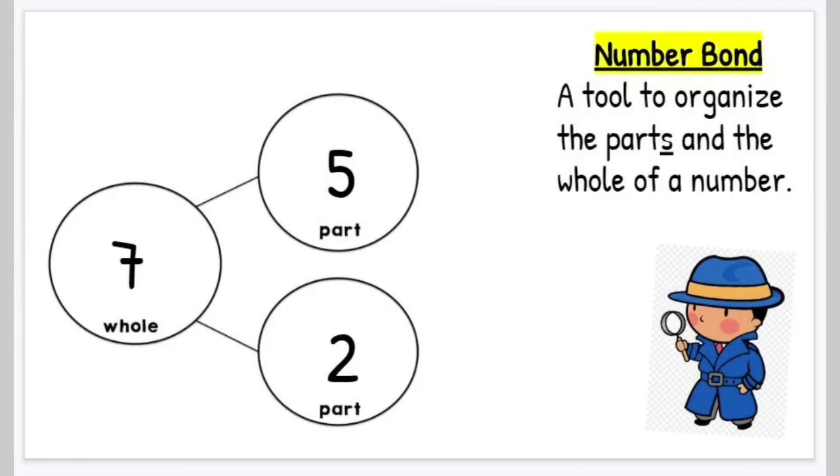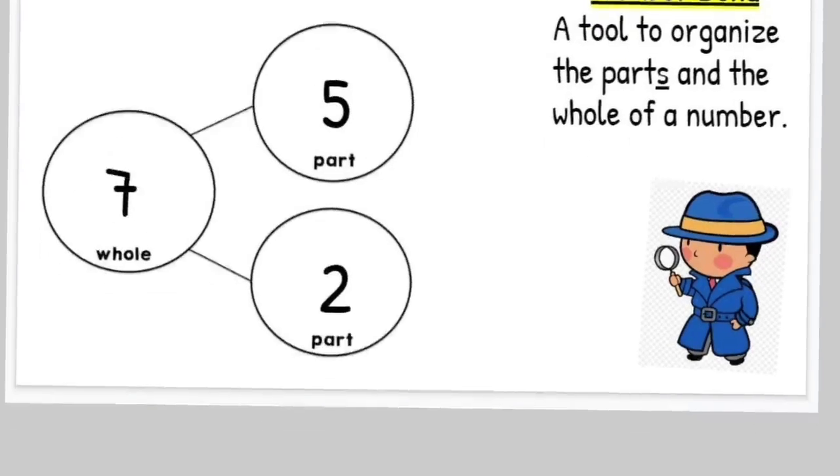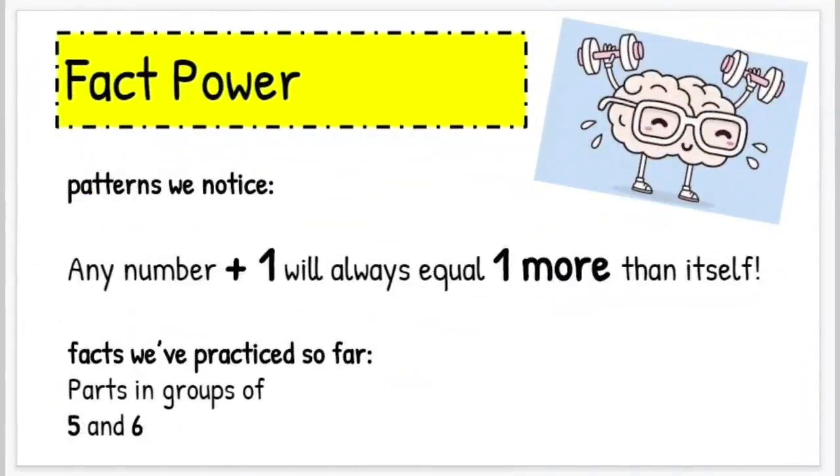Our number bond is a tool that we will continue using in today's video lesson to build our fact power. So friends, like I said, it's very important as mathematicians to review our vocabulary, our strategies, our tools, and our math symbols before we get started. And here is all of our hard work. I want you to notice all of our hard work is building those muscles, our fact power muscles. And here are the patterns that we've noticed so far.